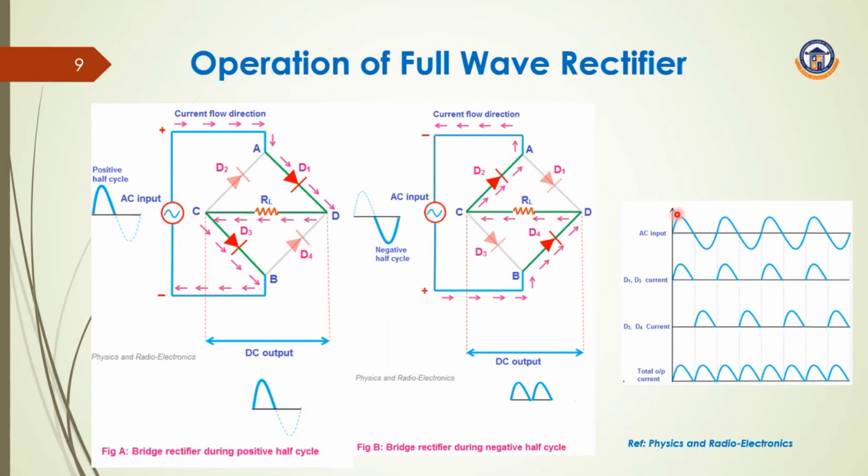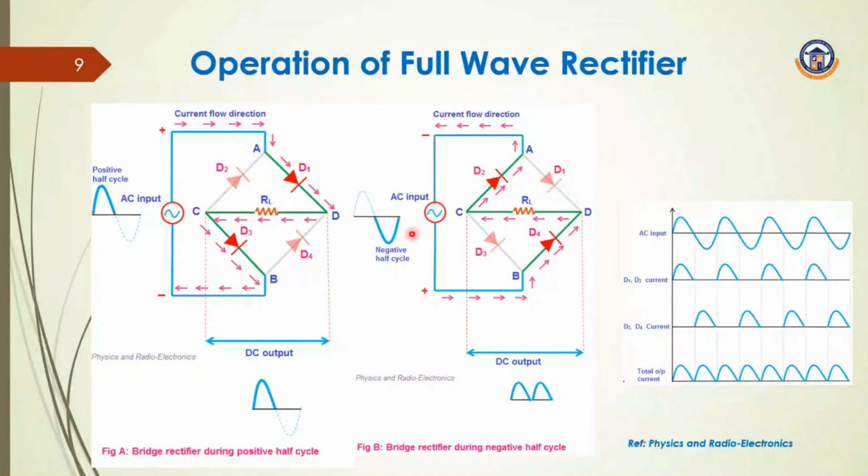So when positive cycle is given as input, you can see the waveform. The output you can see here is the total output current, and the output will be for the positive cycle. In the same way, when the supply naturally gets 0 and when it is returning to the negative half cycle, diode 1 and diode 3 get commutated. They get turned off naturally when the voltage gets 0.